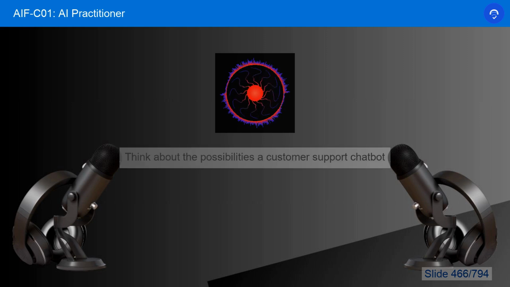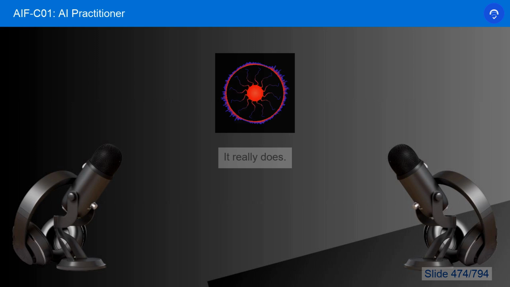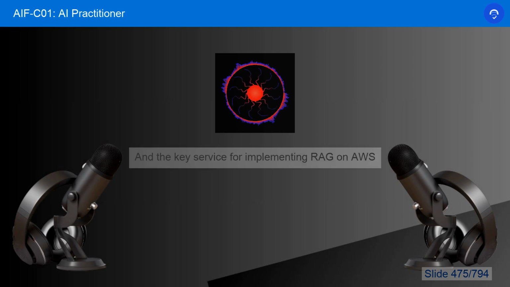Exactly. Think about the possibilities. A customer support chatbot that uses RAG could access a company's entire knowledge base to answer questions accurately. Financial analysts could use it to analyze market trends and make investment recommendations. Those are some really compelling examples. It sounds like RAG has the potential to be a game changer across a lot of industries. It really does. And the key service for implementing RAG on AWS is, you guessed it, Amazon Bedrock.